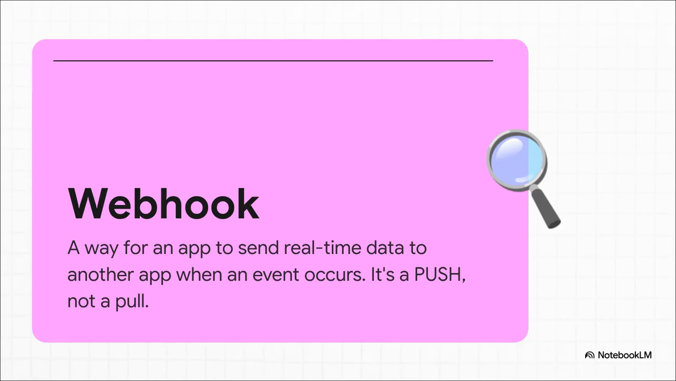A webhook is basically just an automated message that one application sends to another the instant something happens. Instead of your shipping system constantly asking the store, hey, got anything new? Anything new yet? How about now? The store system just tells it. It pushes the information out. And that's the key. It's a push, not a pull.